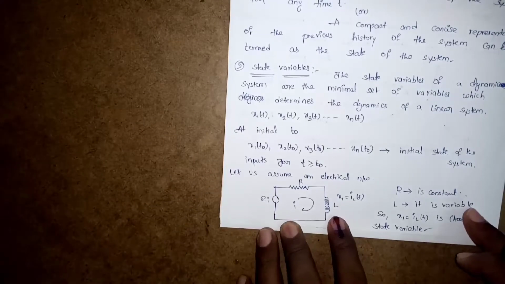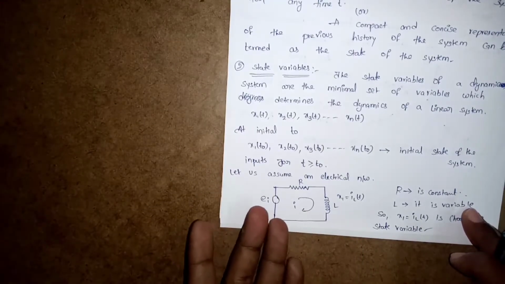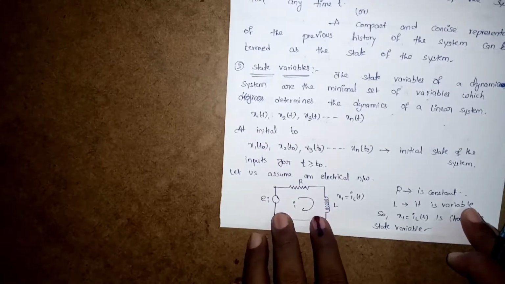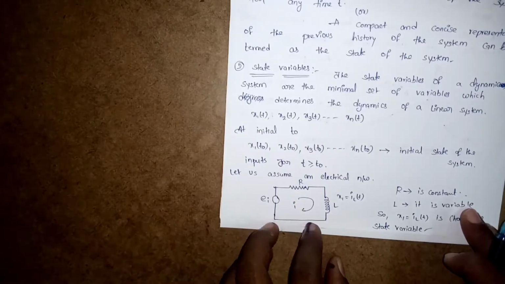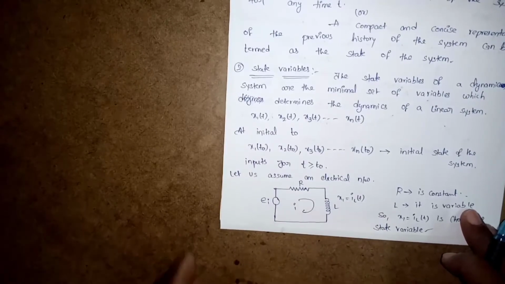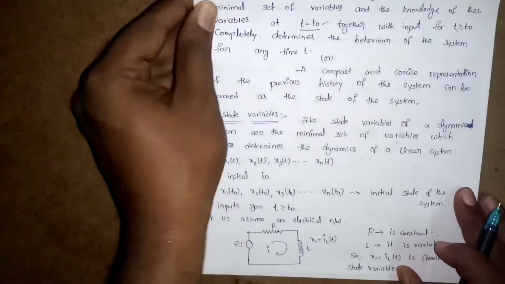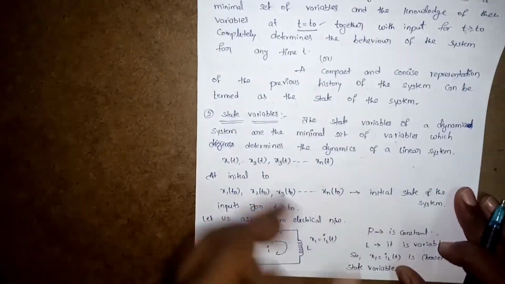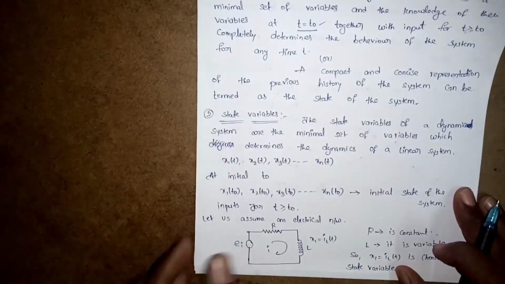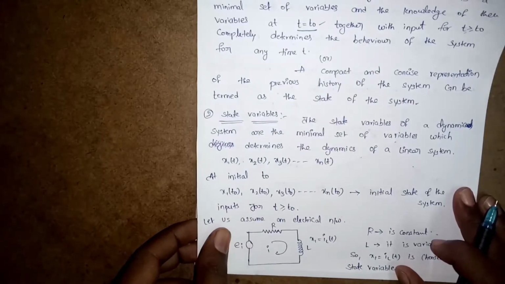Like this, for example, suppose in this inductor place we take a capacitor. So V is the variable there. Like this we can take the variables. Okay, so I think you have understood the state variables. State variables are nothing but the variables which represent the state of the system.